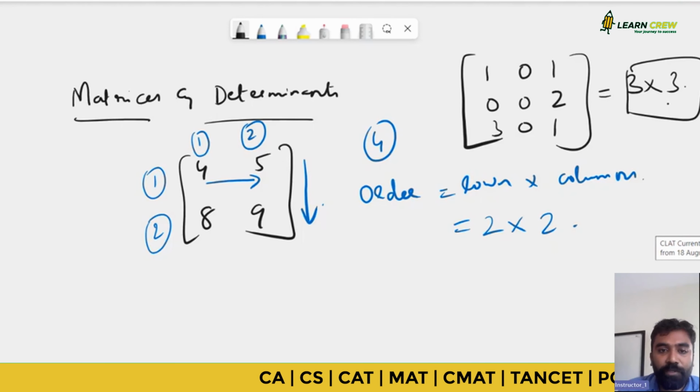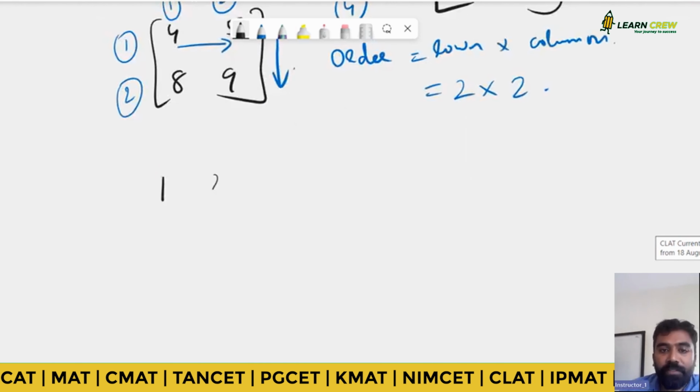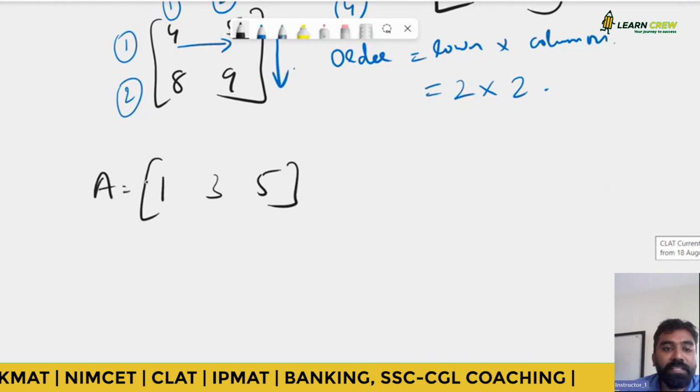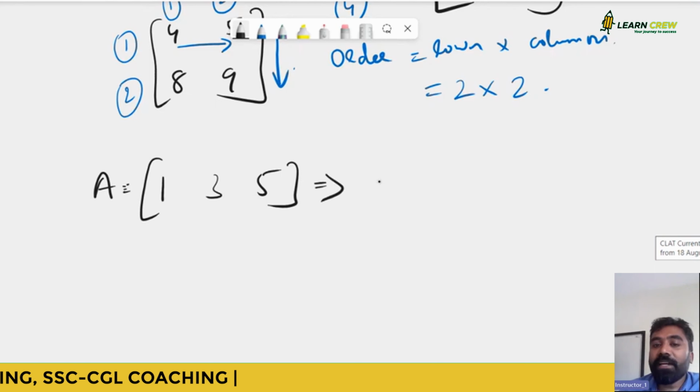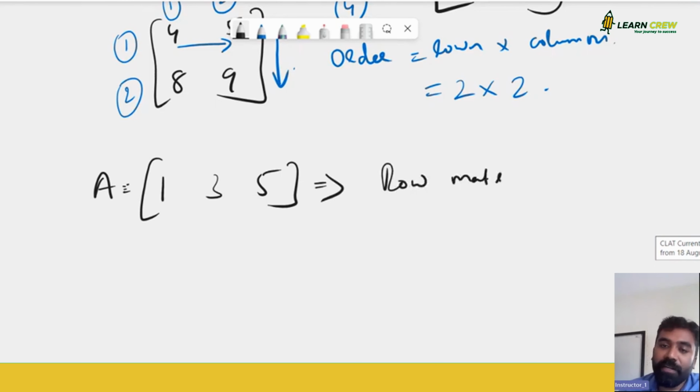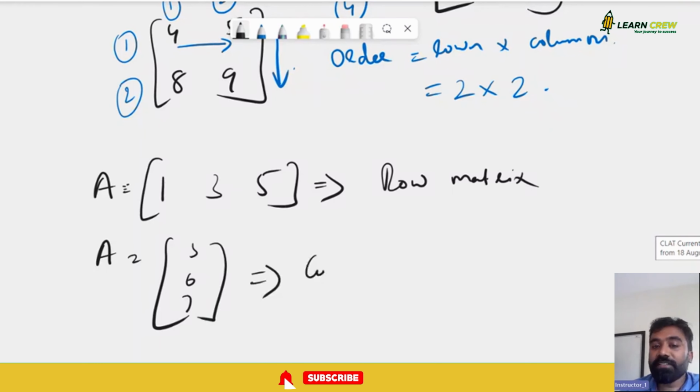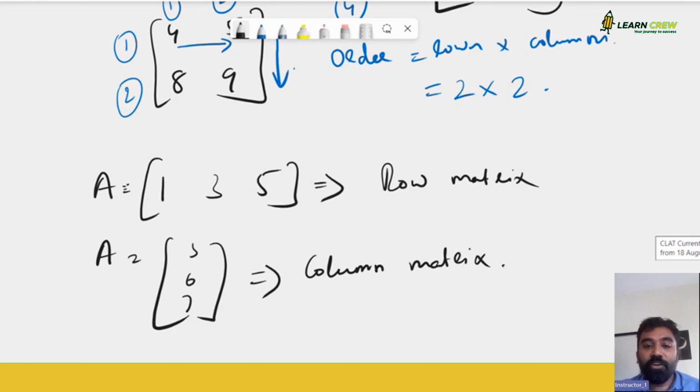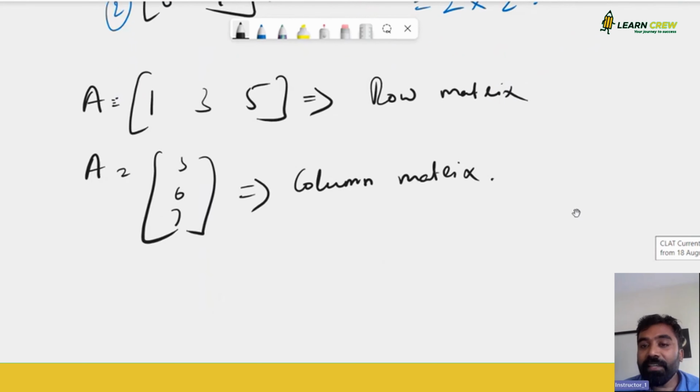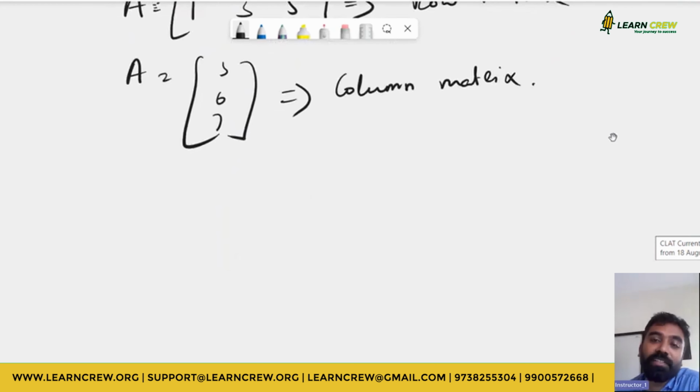Now, if I am only putting something like this: 1 3 5, and I represent it as A, this kind of matrix is called a row matrix, where you have a single row. Or if I write something like this: 3 6 9, this kind is called a column matrix.